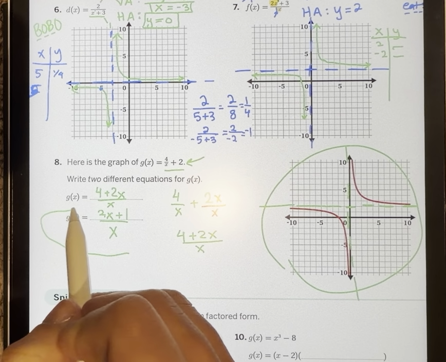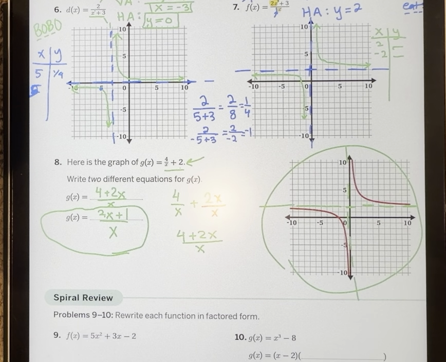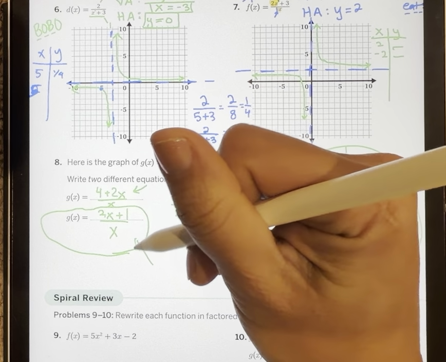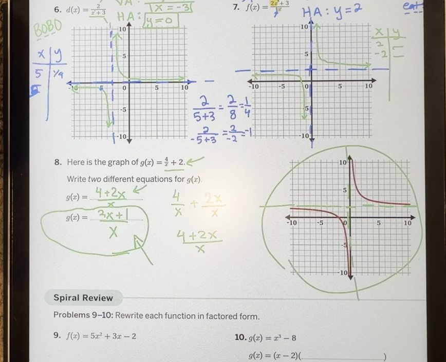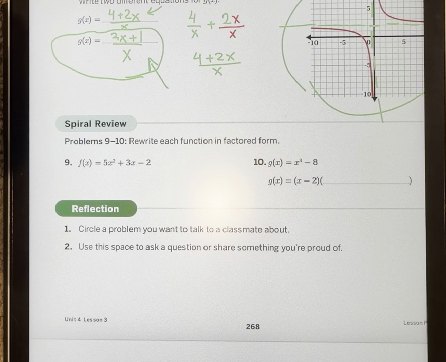Now, this is a different equation. This is not the same. But then can we technically say it's g of x anymore? Because it's a different equation. So I don't know if you can see where I'm getting really hung up on this problem. But whatever. If you wanted to see it in a different form, here it is. If you wanted to see a completely different equation that has the same asymptotes, that one is the one for you. And finally, the spiral review, you guys, I'm not going to do it.